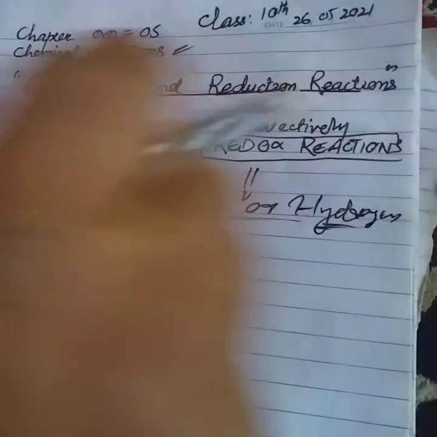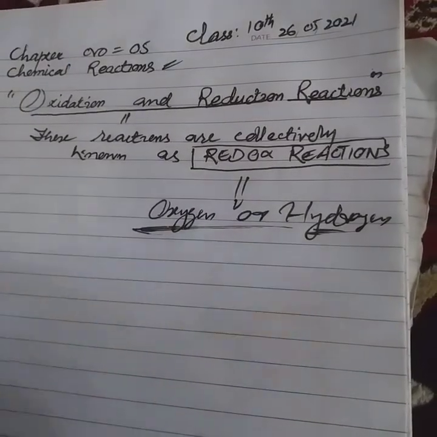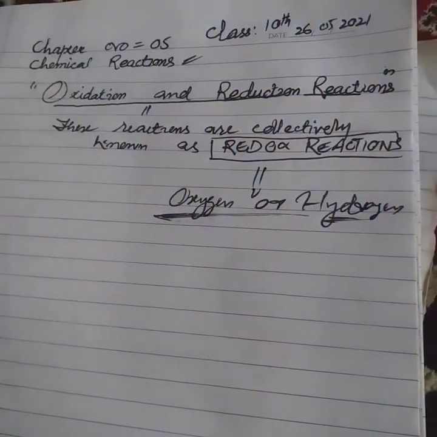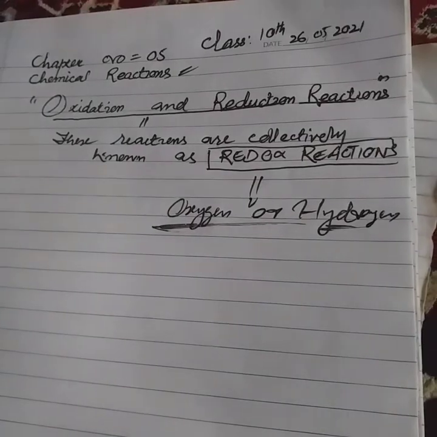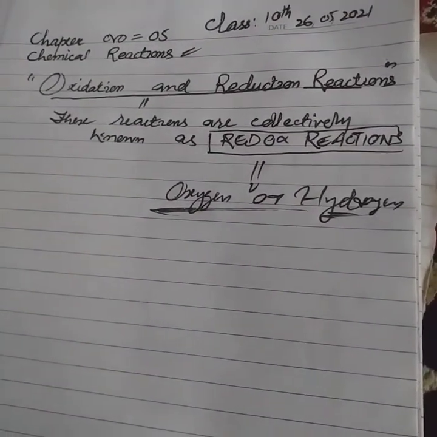Now we will define oxidation and reduction. Oxidation may be defined as simply the addition of oxygen to a substance or removal of hydrogen from a substance in a chemical reaction is known as oxidation.